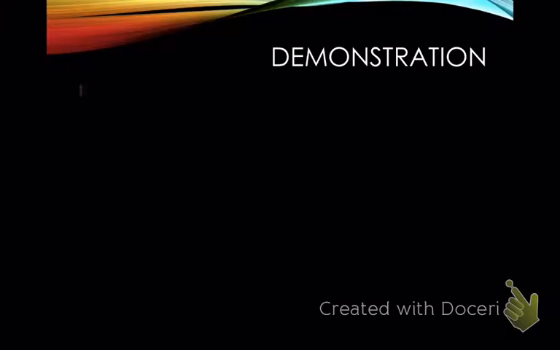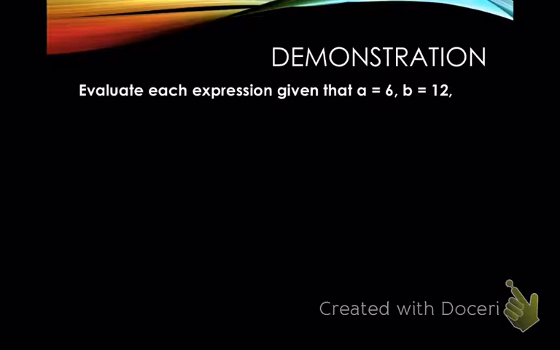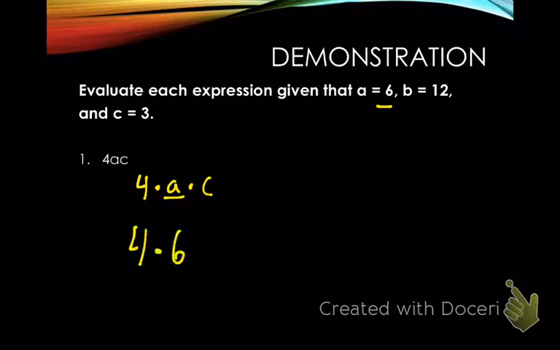Let's get started. We're going to show you some for demonstration purposes. We're going to evaluate each expression given that a equals 6 and b equals 12, and c also equals 3. So here we go. We have 4ac. Now 4ac, notice those are all right next to each other. That means they're all multiplication. That means the same thing as this: 4 times a times c. First we need to put in our numbers. We know that a is 6, so we're going to go 4 times 6. And we also know that c is 3, so 4 times 6 times 3.